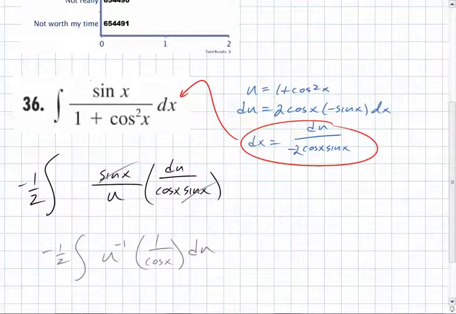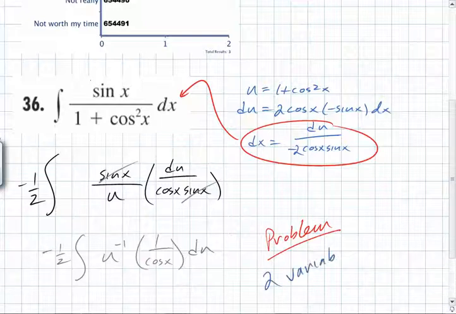What's the problem at this point? No, the u to the negative 1 is not the problem. The 1 over cosine by itself is not the problem. Two variables is the problem. Having two variables is the problem. If you see an integral with two variables, you do not know how to do that. You can't do that right now.